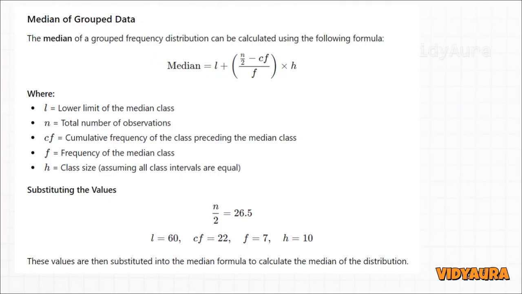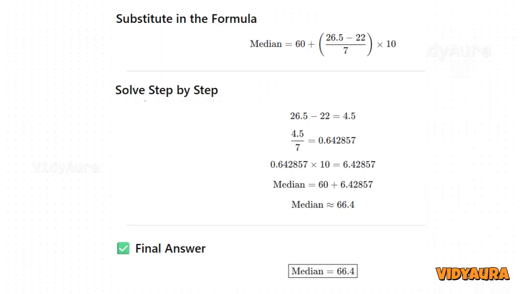So now we just grab our variables again. The lower limit, L, is 60. The frequency of this particular class, F, is 7, and this is the important part. The cumulative frequency, CF, that we use in the formula is the one from the class before our median class. So in this case, it's 22. We plug all of those values into our formula, run the numbers, and we get a median score of 66.4. What this means is we can estimate that about half the students scored lower than 66.4 and the other half scored higher. We found the true center line of the test scores.